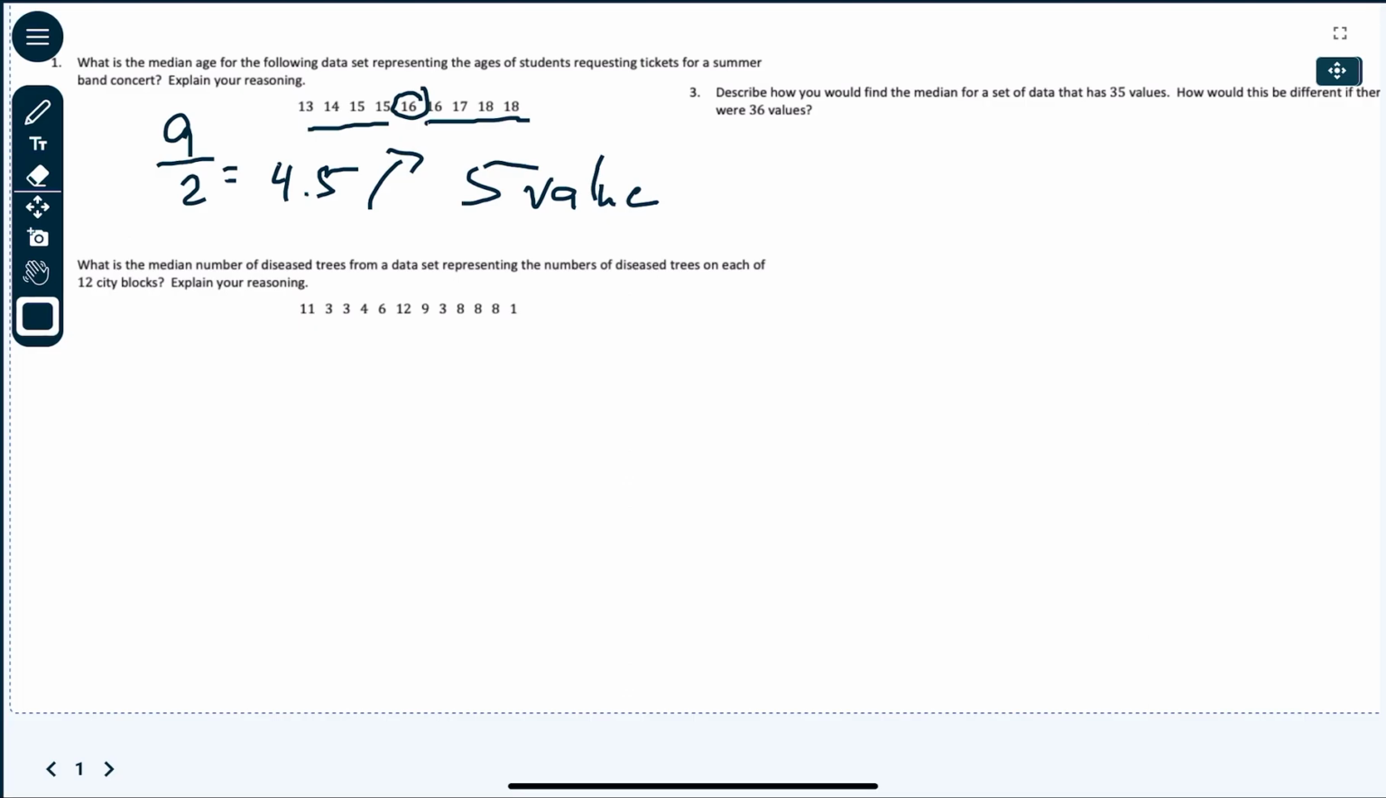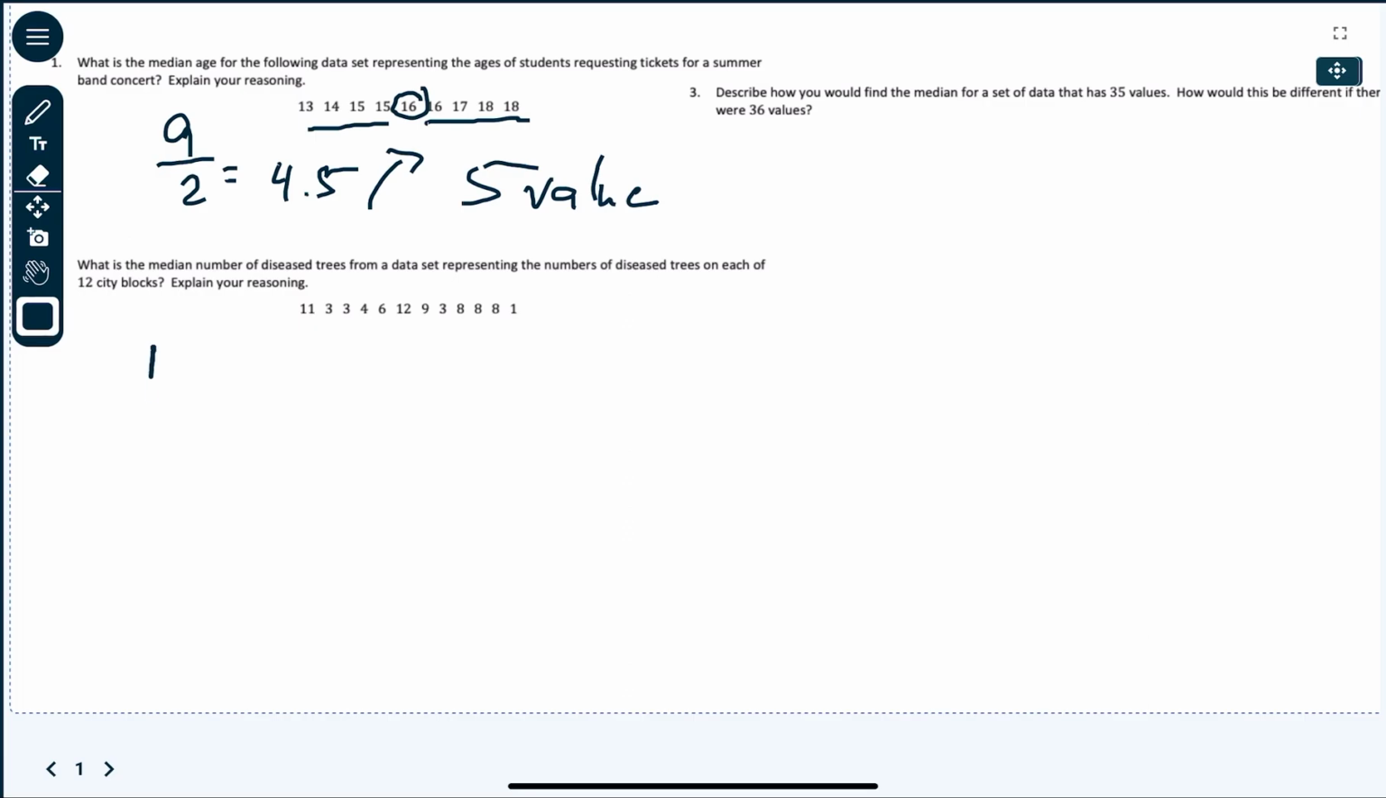Now, number 2 says, what is the median number of diseased trees from a data set representing the number of diseased trees on each of 12 city blocks? Explain your reasoning. Now, what do we got to do here, Simon? You cannot look at it and do it. You have correct. You have to order them how? Smallest to the largest, least to greatest. You have to order to find the median. You have to order them from least to greatest.